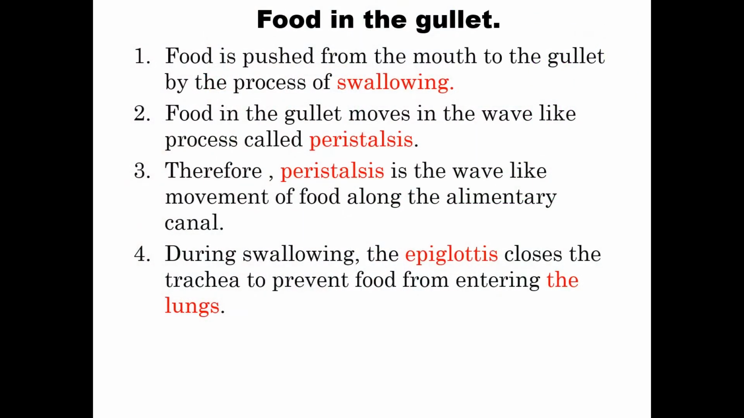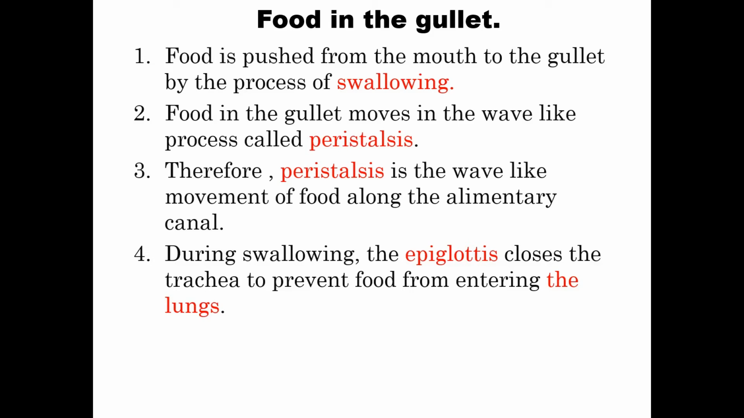What happens to food in the gullet? Food is pushed from the mouth to the gullet by the process of swallowing. So when food is moving from the mouth to the gullet, we call that process swallowing. And food in the gullet moves in a wave-like process called peristalsis. Therefore, food moves in the gullet down to the stomach by the process of peristalsis. Peristalsis is the wave-like movement of food along the alimentary canal.